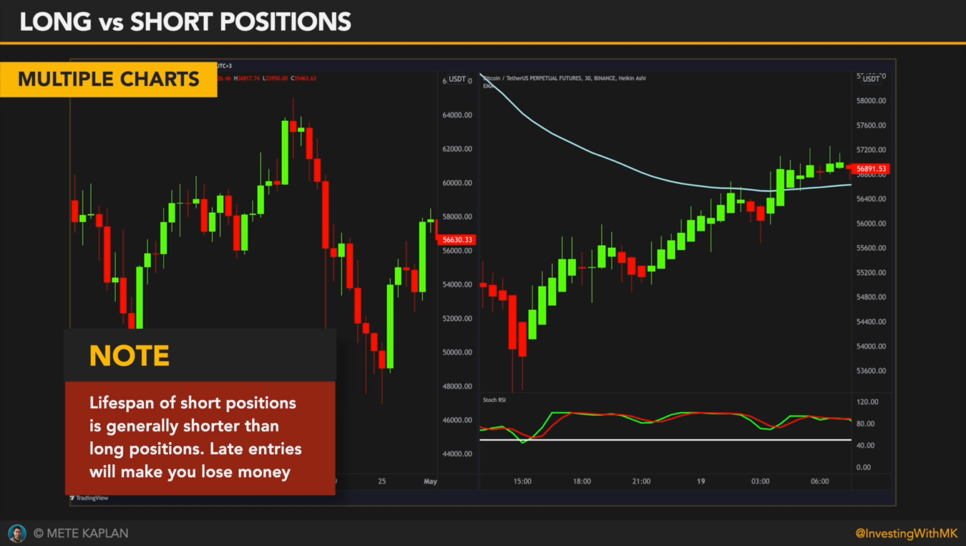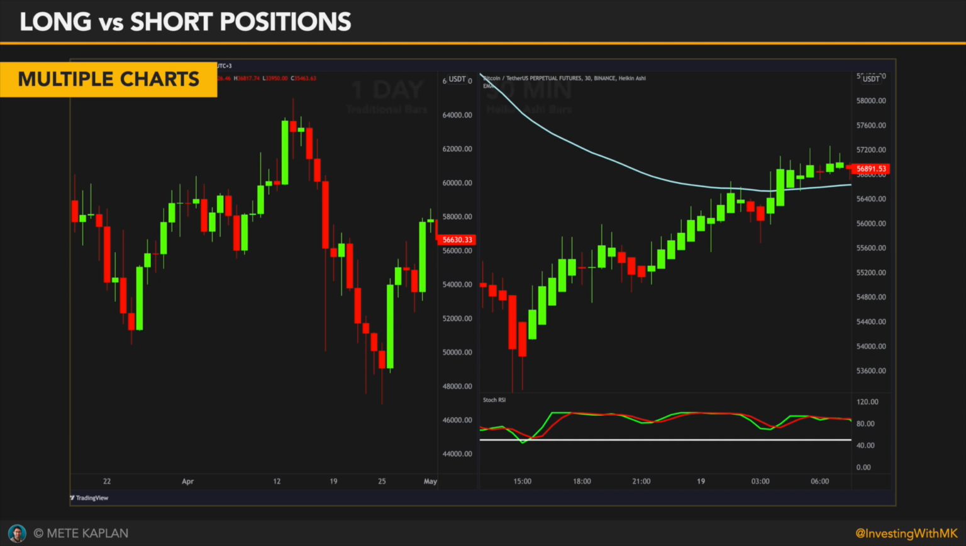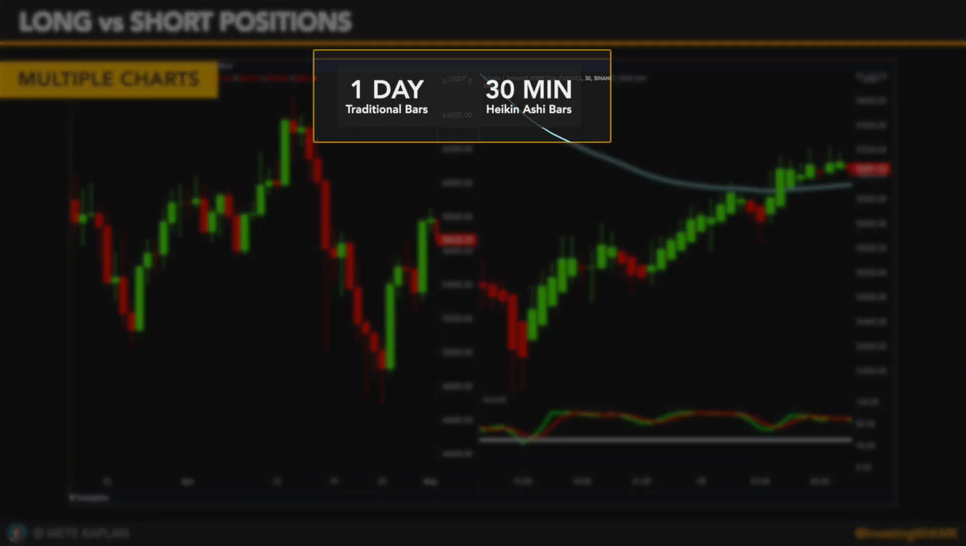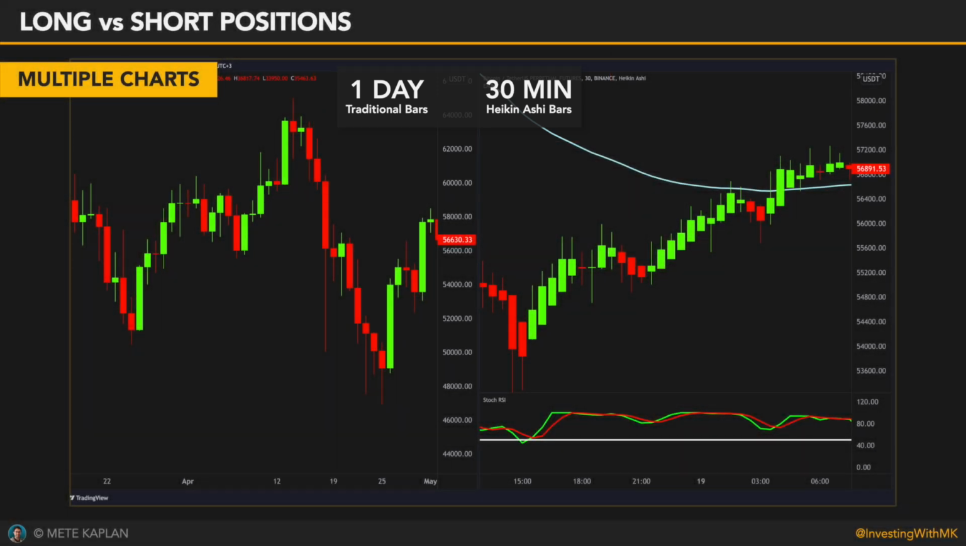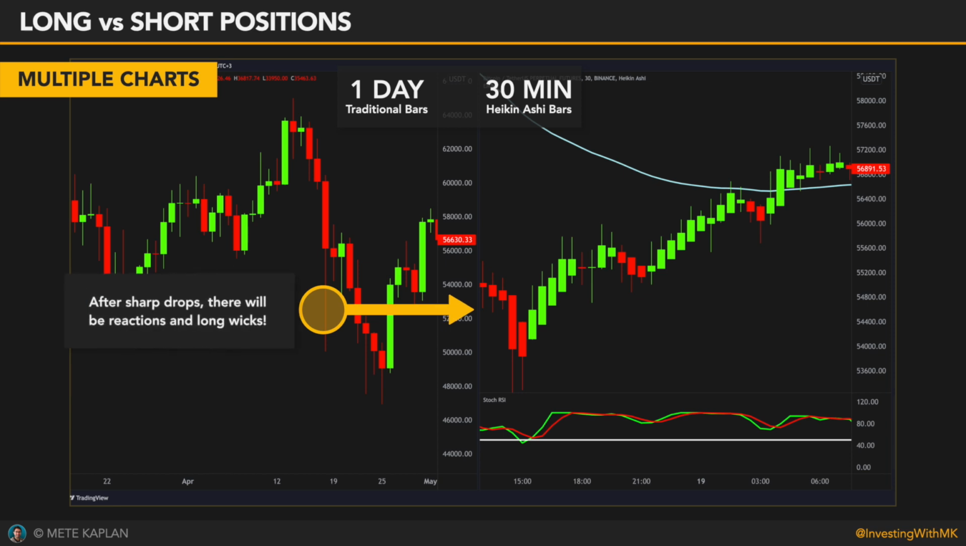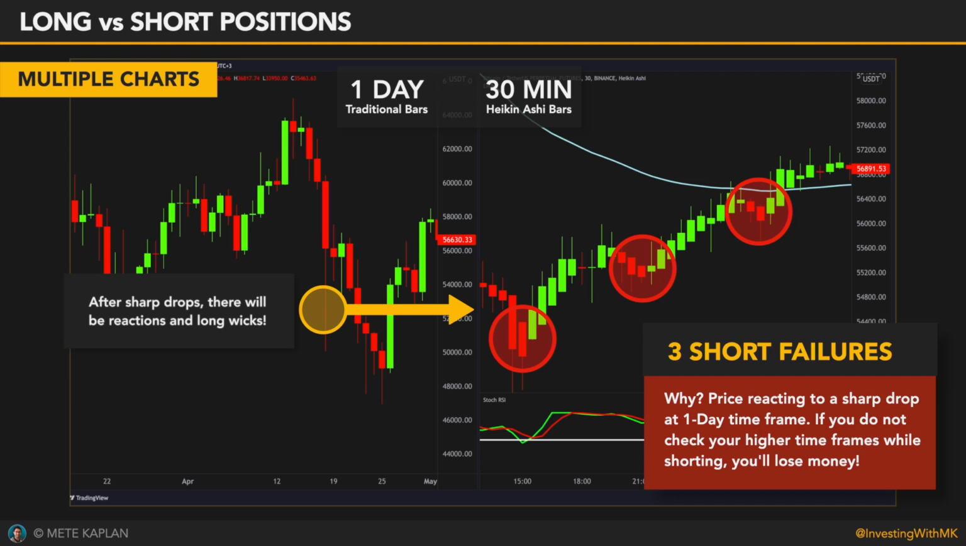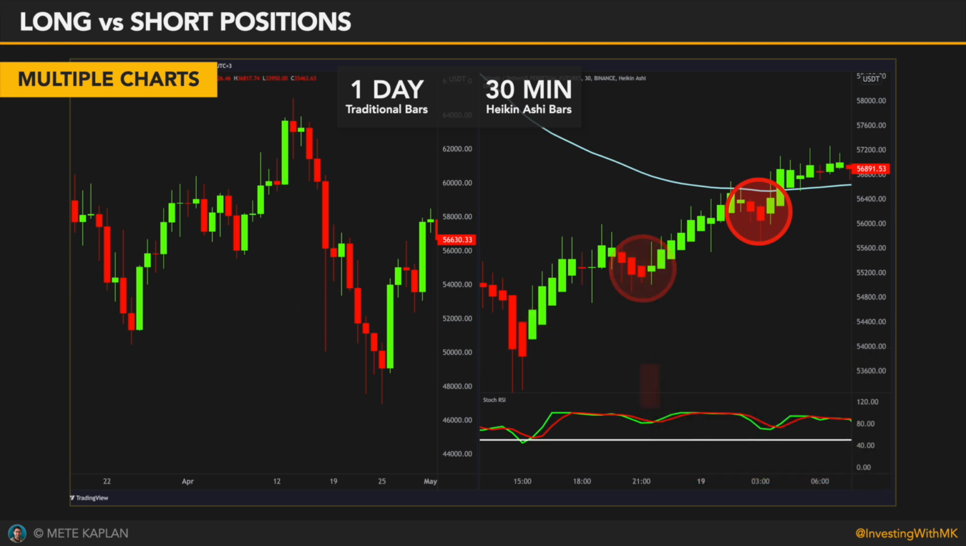So, what to do? Actually, it's simple. Try to use multiple charts: one for your entry, and one for a higher time frame to control what's happening. Because if you do not know what's happening on higher time frames, you could be at the end of a short rally or touching a strong support line. After sharp drops, there will be reactions, and you will see extremely long wicks. You may be trying to short a security that is about to give a reaction on a higher time frame. This is why I tell people always check higher time frames before shorting any security.